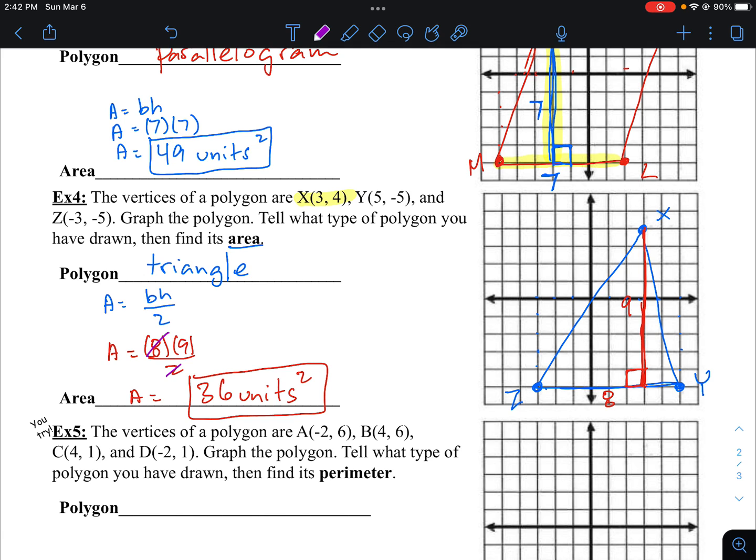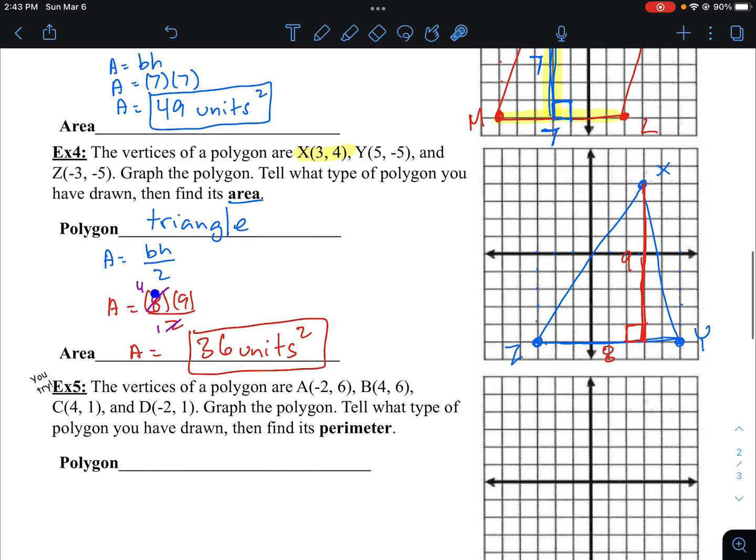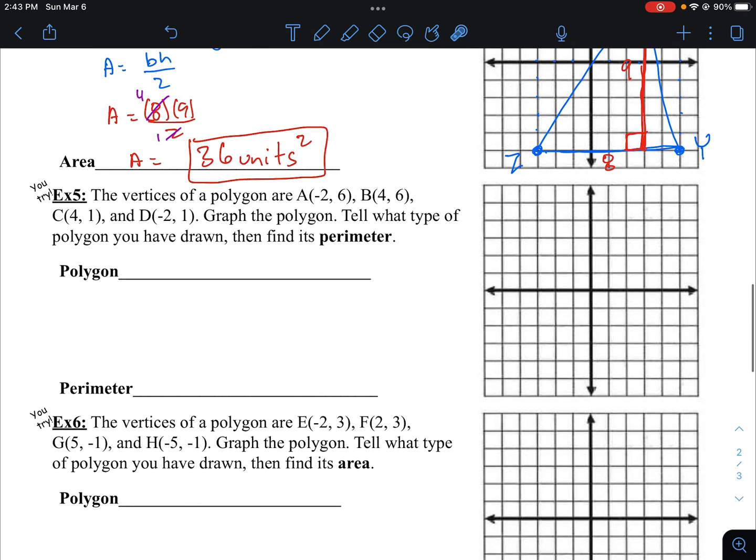2 goes into itself once, it goes into 8 4 times, and then you do 4 times 9, which gets you 36. That's another way of solving this in your head without a calculator, or you can just do 8 times 9 and divide it by 2 afterward. Whichever you want, it's up to you.